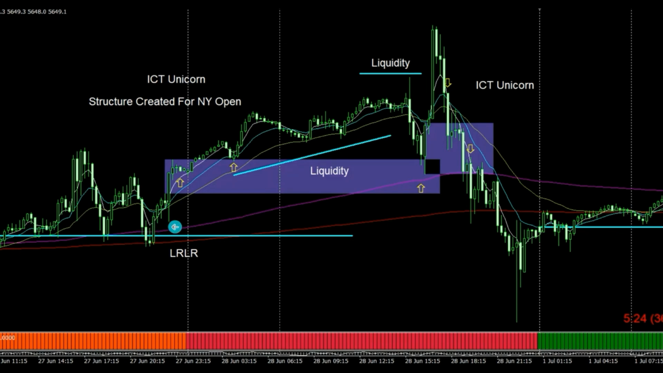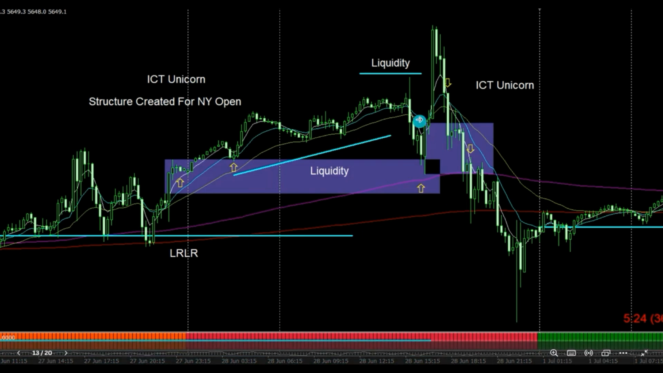The only leftover area is this fair value gap that has not been mitigated. And that is mitigated on this candle when it returns back up, but then price quickly moves to the downside.